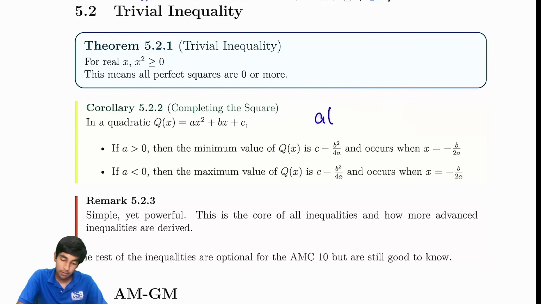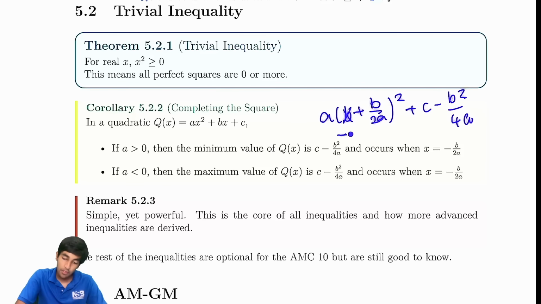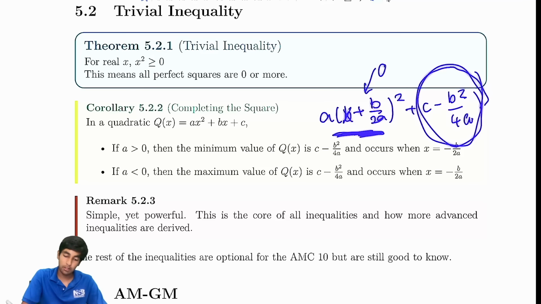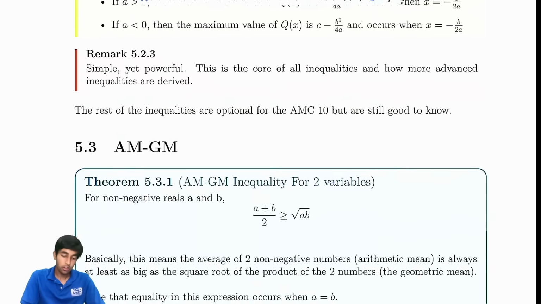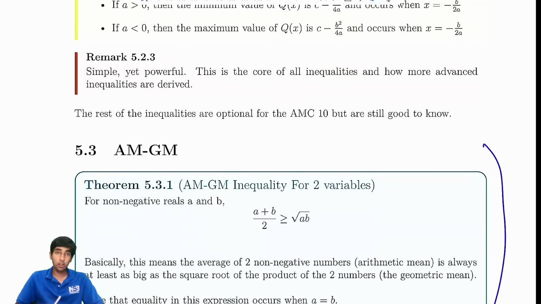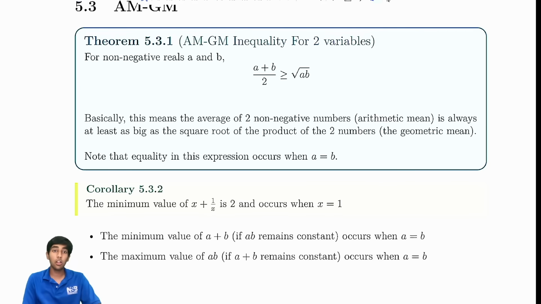Now the opposite is true if a is negative, because when a is negative, this thingy is always going to be negative. So its maximum occurs when that term is 0, and its maximum is this. So these ones are a little bit more optional for the AMC 10, but it still could be useful at times, so I still recommend you learn them.